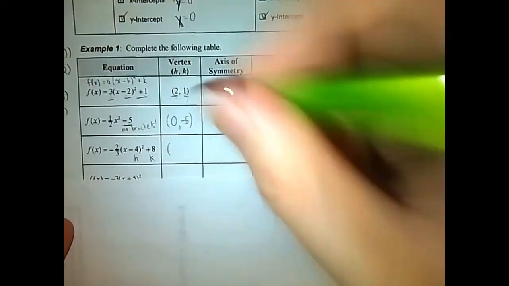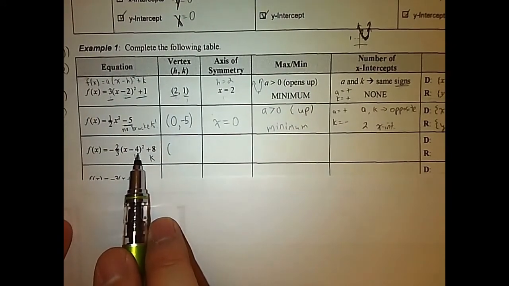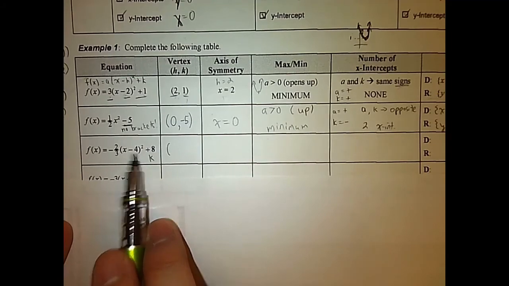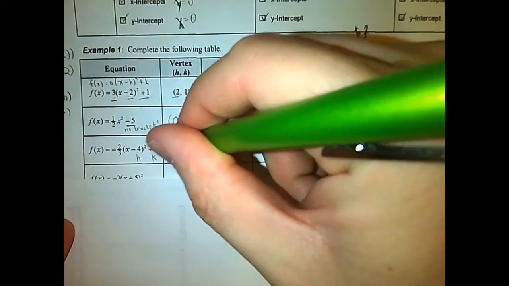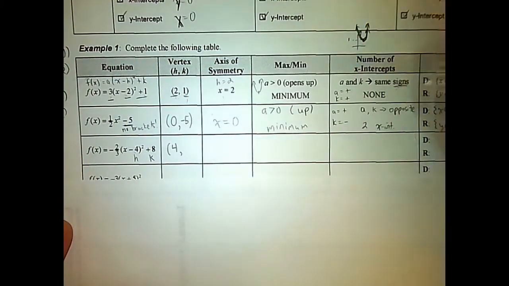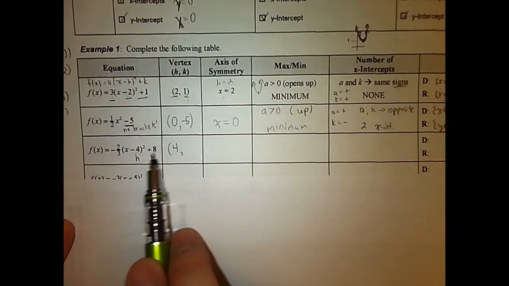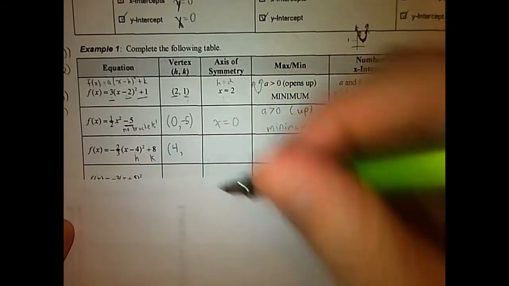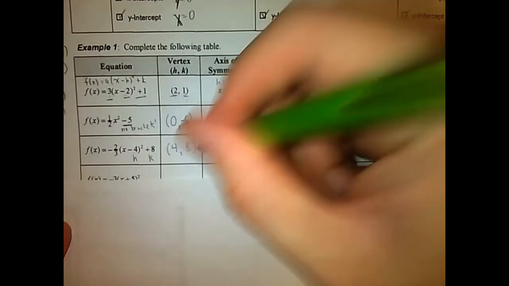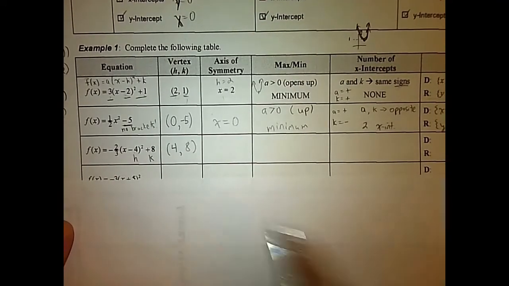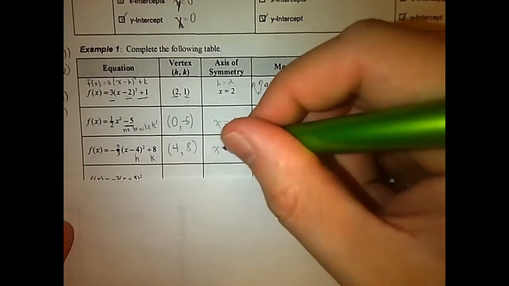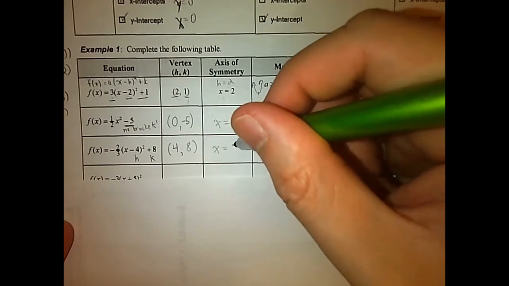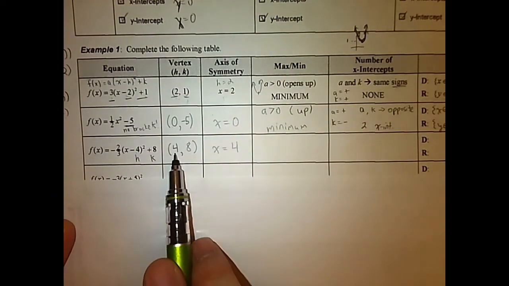So remember, the value on the inside, whatever the sign is, it's the opposite of that. So it's -4 in here. It's going to be +4 for the vertex. And the k value is whatever it is. So if it's +8, it's going to be +8 for the vertex. The axis of symmetry is just the x value of the vertex, or the h value of the vertex.